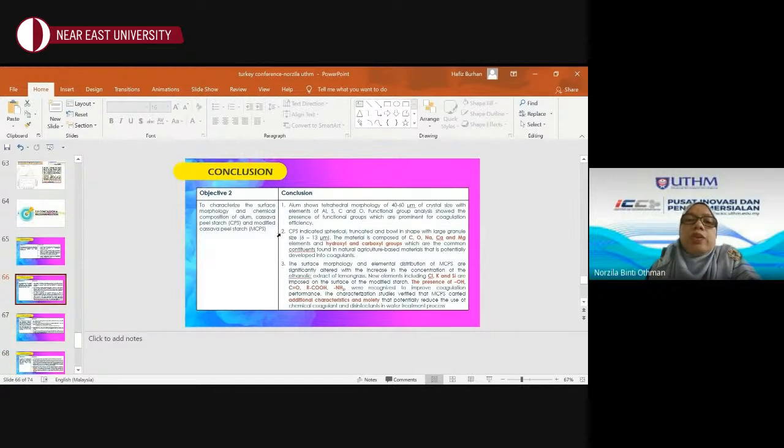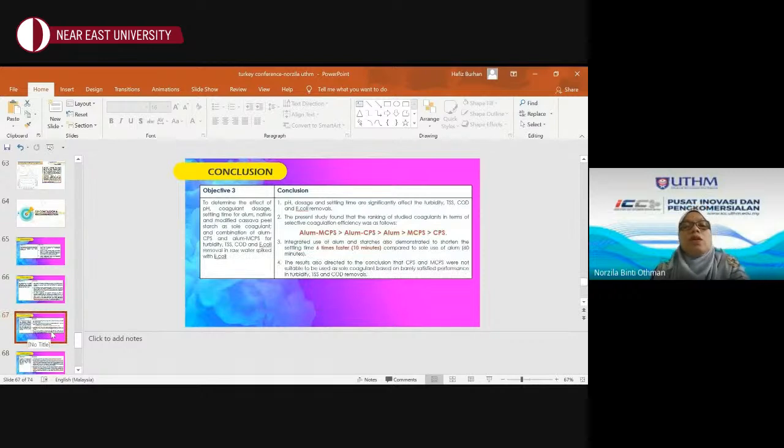For objective 2, LM showed tetrahedral morphology. CPS indicates spherical, fractured and bowl shapes in the sheet with large granule size. The surface morphology and elemental distribution of MCPS are significant. For objective 3, pH, dosage and settling time significantly affect the turbidity, TSS, COD and E. coli removal in the sample.